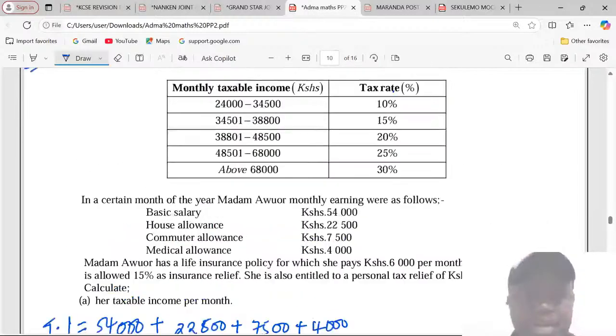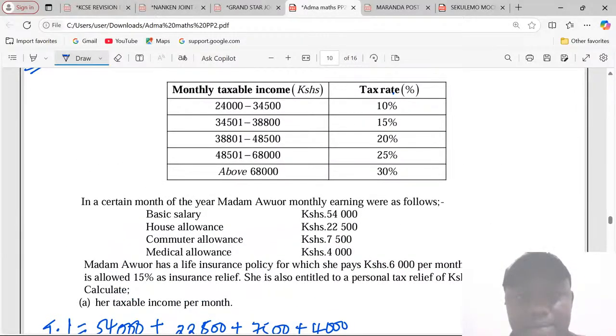So in the first case, we're going to tax amounts between 24,000 and 34,500. So we can take the difference, 34,500 minus 24,000. Remember, this is not from zero. It's not zero all the way to 34,500. It is from 24,000, which means from 0 to 24,000 there is no taxation.